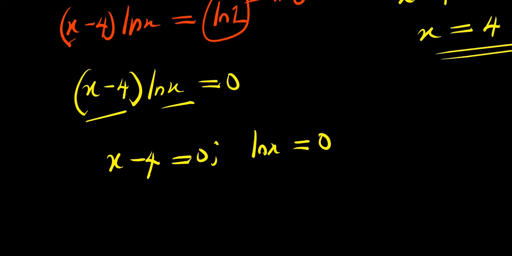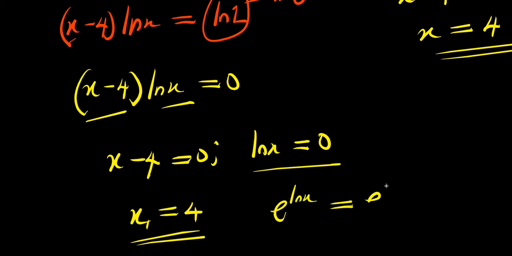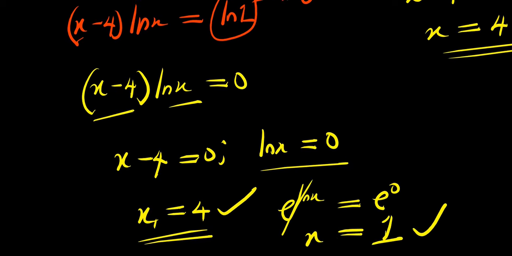Now, if x minus 4 equals 0, I'll have x equals 4. This is my first solution, the same one we had earlier on. For this, we made use of e power ln x equals e power 0. Now, e power ln x is x because this eliminates this, and e power 0 is 1. Now, we are having the same two solutions again.